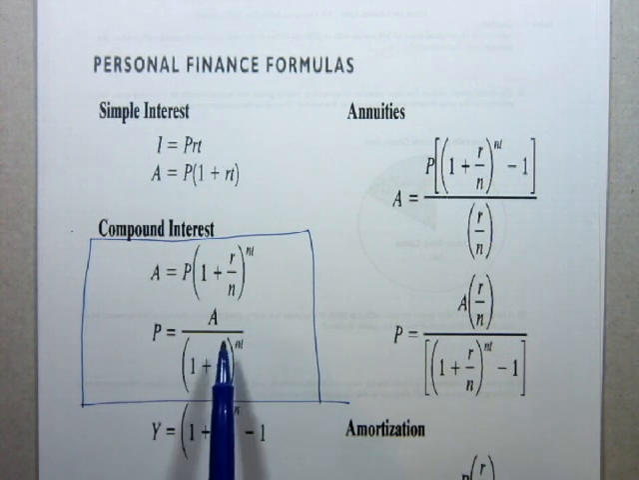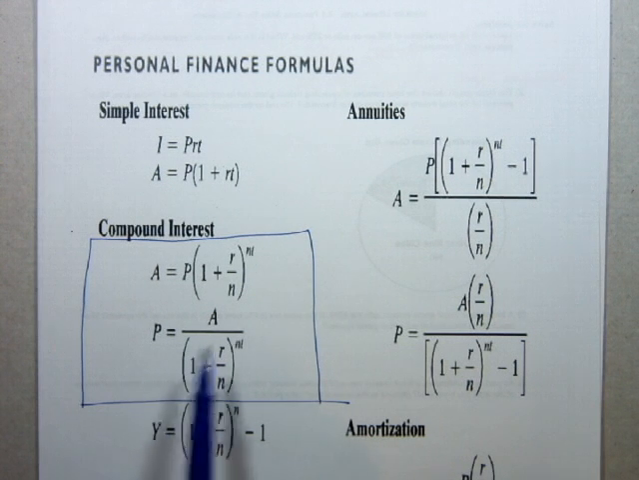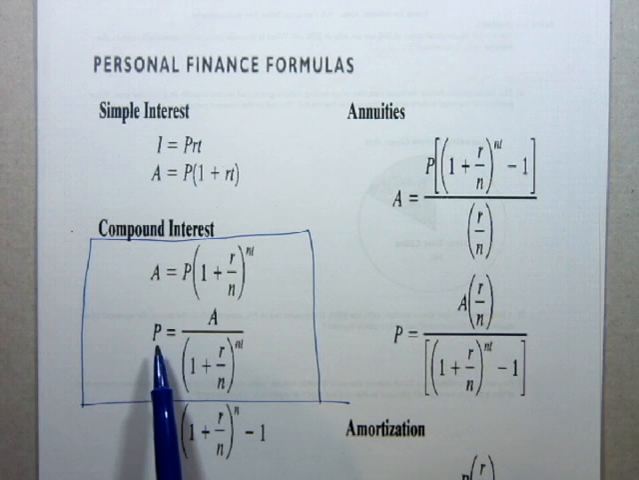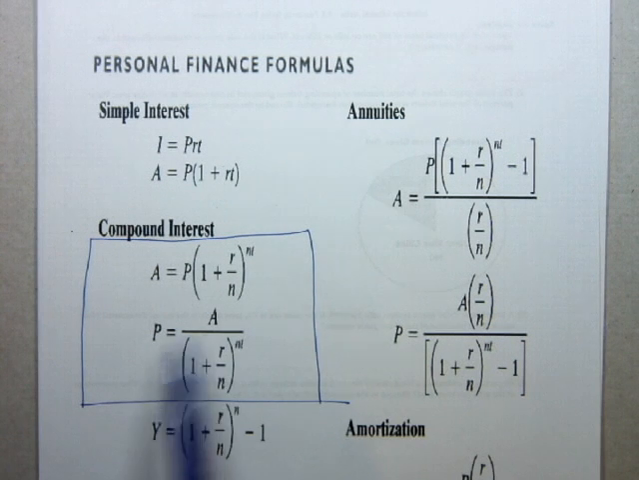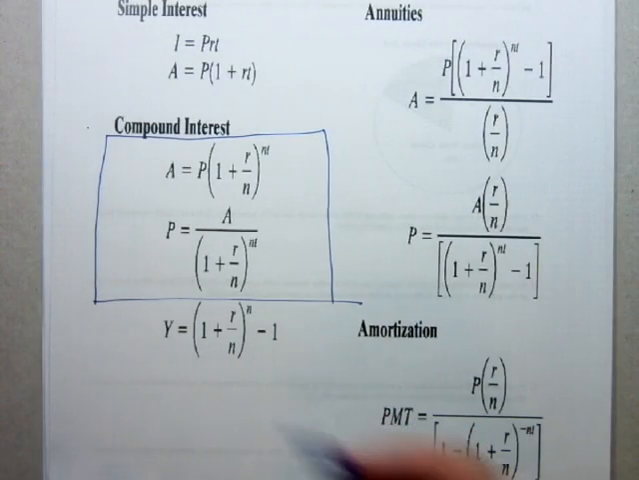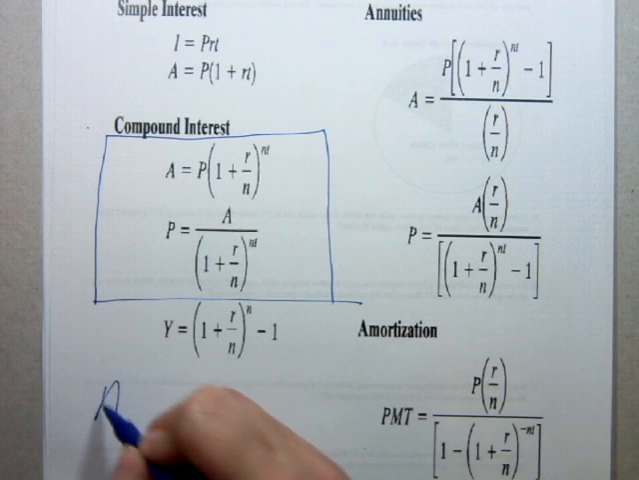If, however, I know how much I want in the future, and I don't know how much I need to invest right now, what principal needs to be invested right now, then I would use this compound interest formula. There's one other compound interest formula not on your sheet that you will have to memorize, but it's very simple.